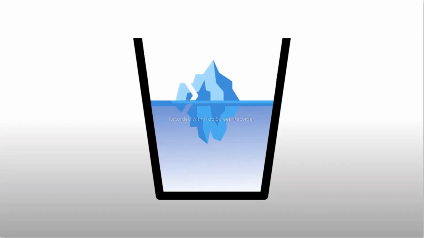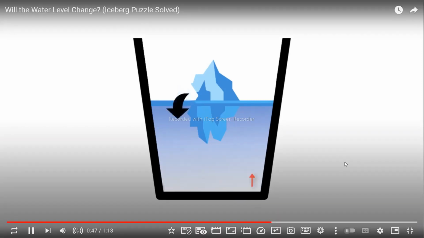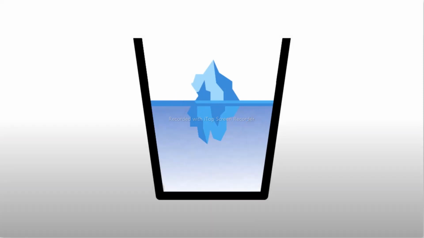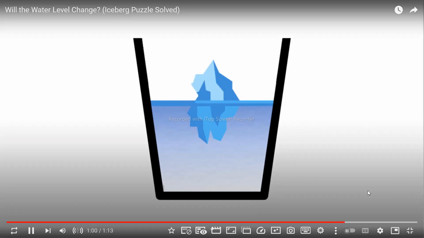Now, if a chunk of ice breaks off and melts into the water, it will add to the water's volume, making it rise. But at the same time, there's less ice floating than before. Less ice means less weight pushing against the water. Because both situations balance each other out, the water level will not change.